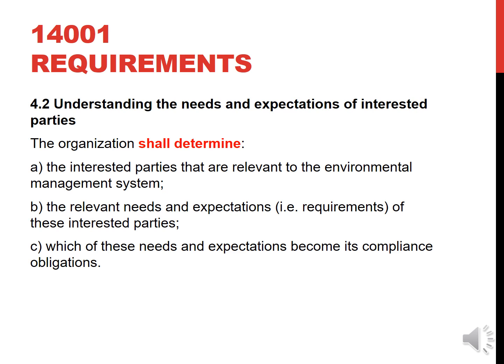Interested parties could be professional organizations like those that offer certifications for auto mechanics. Hint, hint for your possible final project. So the standard requires a high level of interaction with these interested parties, identifying them, understanding their needs and expectations, and then deciding which of these needs and expectations become compliance obligations for the organization. What are we going to do with these? Are we going to ignore interested parties, or are we going to comply with their needs and expectations?